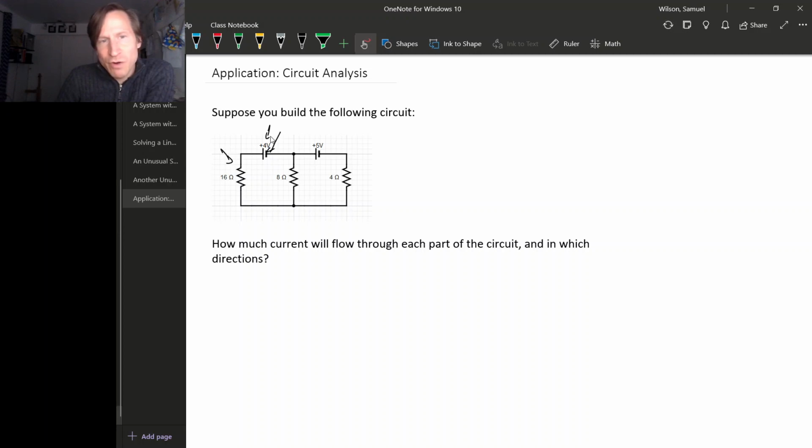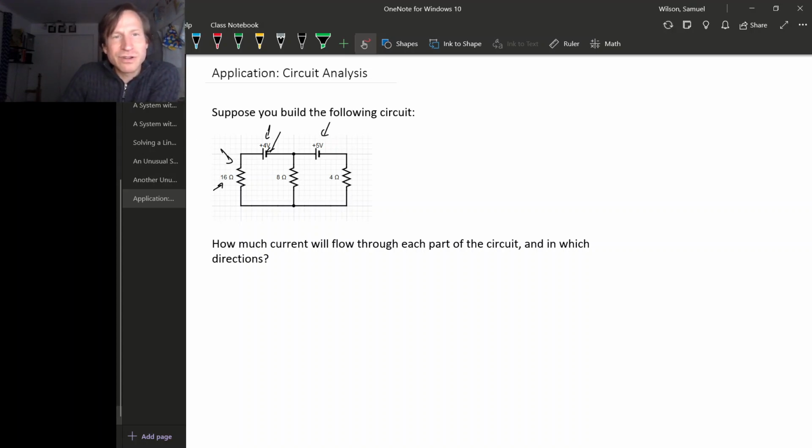So here we have a 4-volt battery. Here we have a resistor that's 16 ohms. The unit for resistance is ohm. And the bottom side of this resistor is connected up to the bottom sides of these resistors. And here's another 5-volt battery.